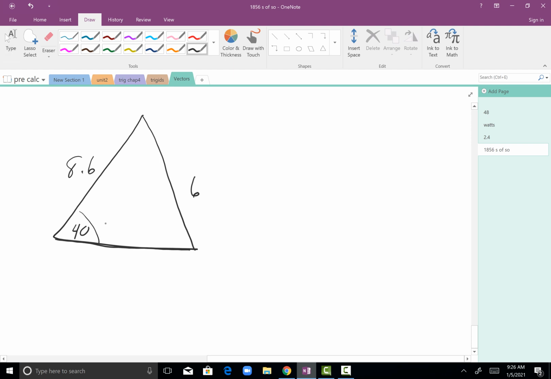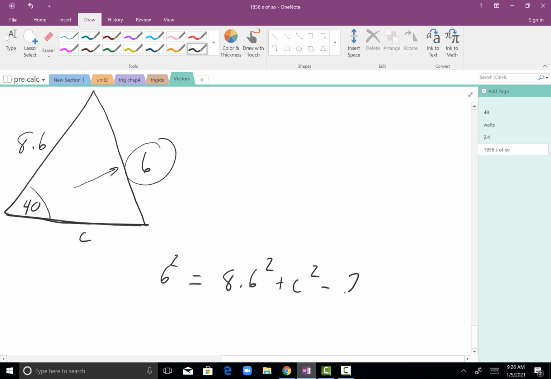We have this angle here and this side. So I'm going to start with this side. That's going to be 6 squared equals 8.6 squared. I'm just going to call this one little c, plus c squared minus 2 times 8.6 times c times the cosine of 40.